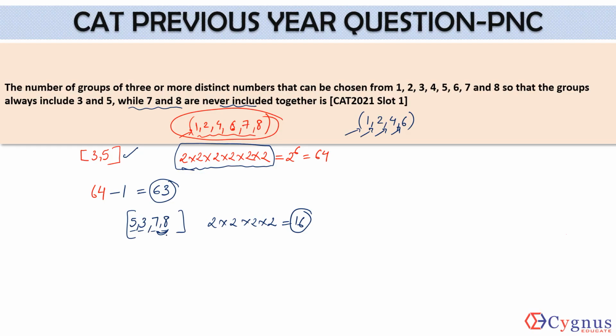And this is not allowed here. So what should be the answer? Total possible cases were 63. And out of that, 16 times we must have selected 7 and 8 together, which is not allowed. So let's subtract it. 63 minus 16 will give you 47. So the correct answer for this question becomes 47.